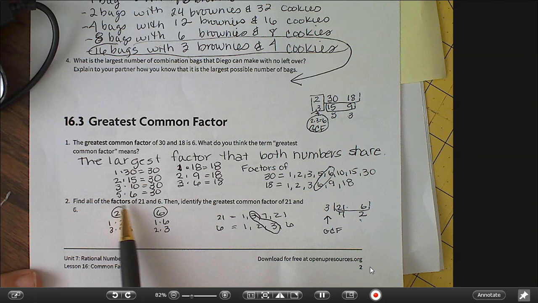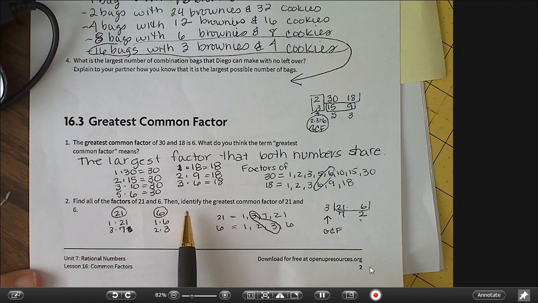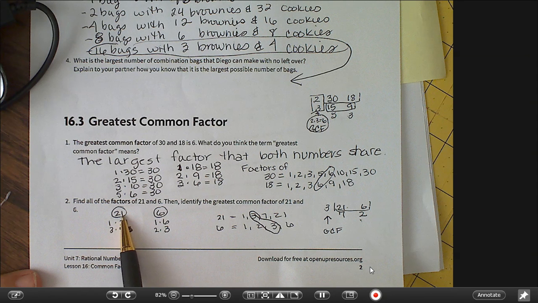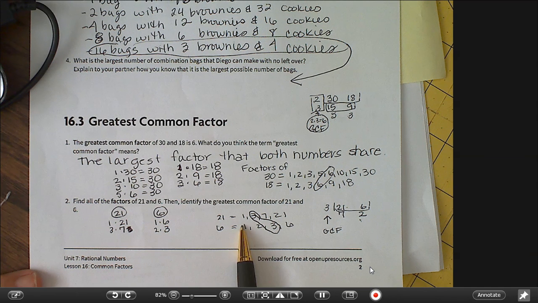So find all of the factors of 21 and 6, and then identify the greatest common factor of 21 and 6. So the factors of 21 are 1 times 21 and 3 times 7, and the factors of 6 are 1 and 6 and 2 and 3. I listed them over here, and the greatest common factor is 3.